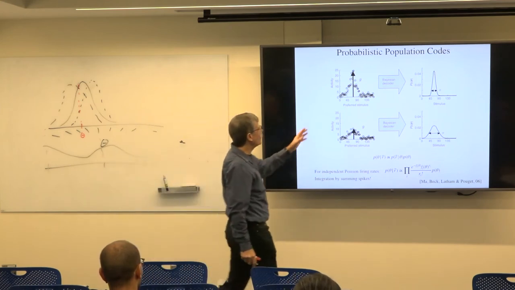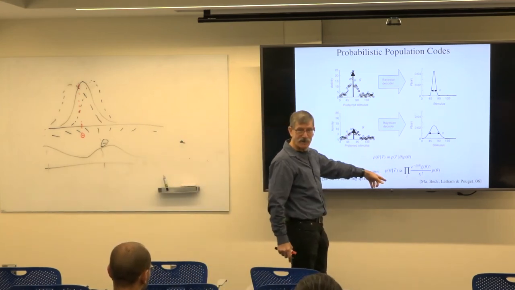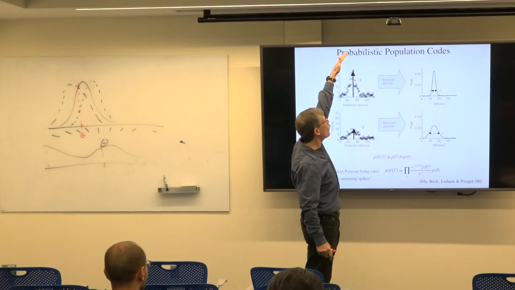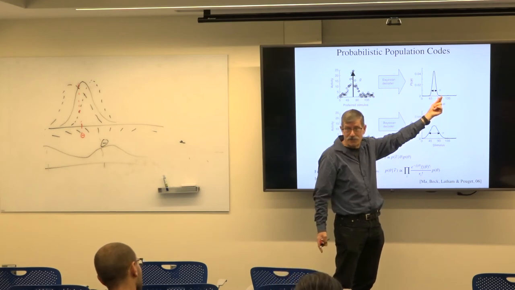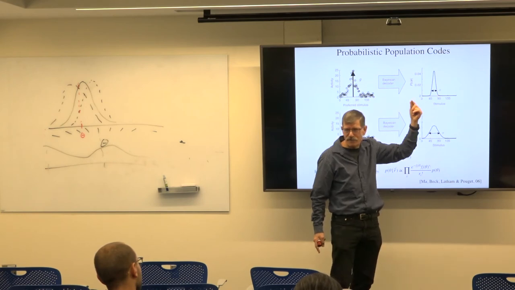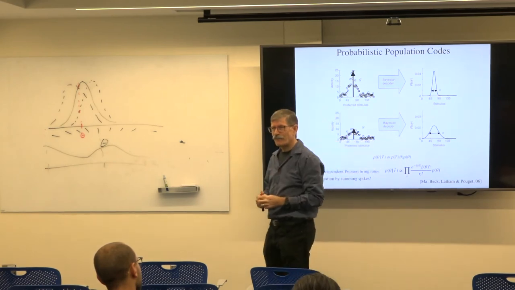Now, when you read this out via this formula, if they're spiking more, this gets narrower. If the contrast is high, or if the auditory amplitude is high, you get a narrow distribution because they're Poisson. Anybody remember why that's true? Why does more spikes help?